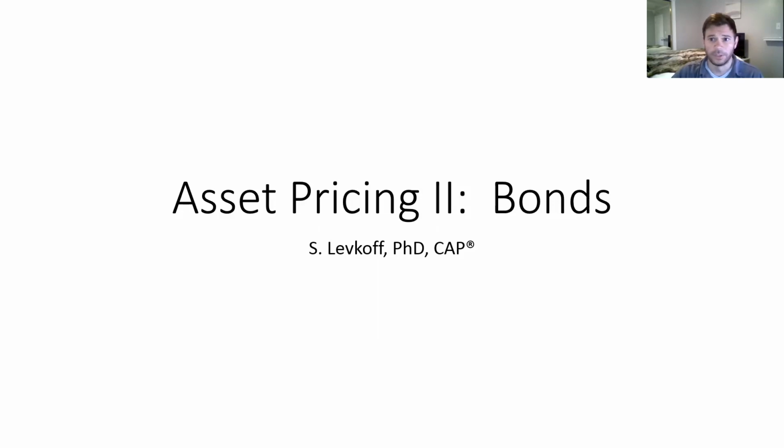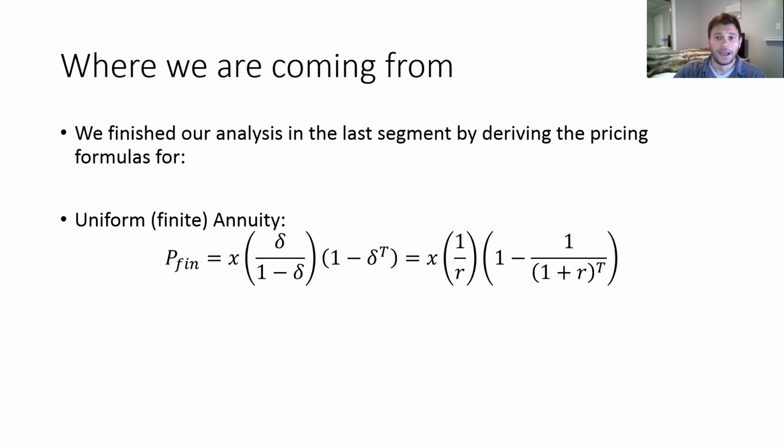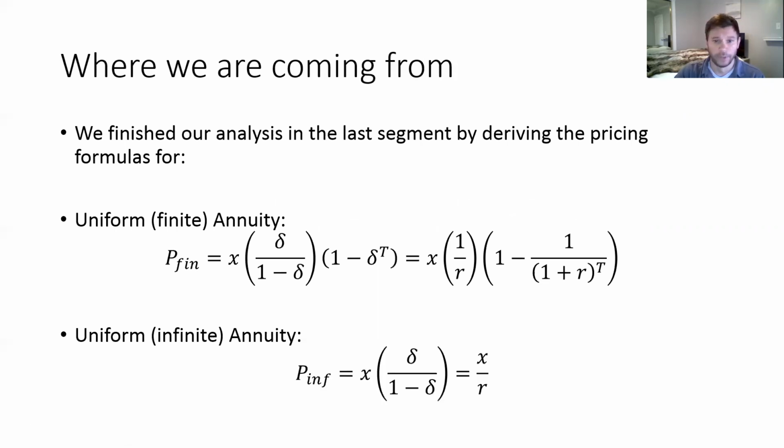In this segment, we're going to teach you pretty much all the basics you need to know about bonds in terms of how the contracts are structured, how they're described, and most importantly for our application, how you price them. So here's where we're coming from. Last segment, we finished our analysis by deriving the pricing formula for two really important core building block cases. First was known as the finite uniform annuity. And then we also did this for the case of a perpetuity, which we thought of as really the infinite limit of the finite annuity.